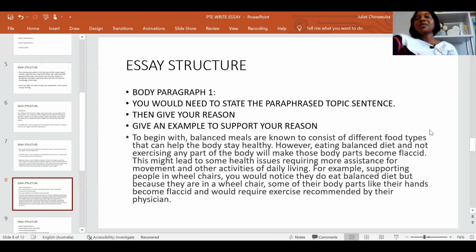For example, supporting people in wheelchairs, you would notice that they do eat a balanced diet. I supported one person like that in a wheelchair. Most of her meals were, let's say, 70% veggies, but she still needed exercise. She used dumbbells to exercise her hands because she wasn't being so physically active.